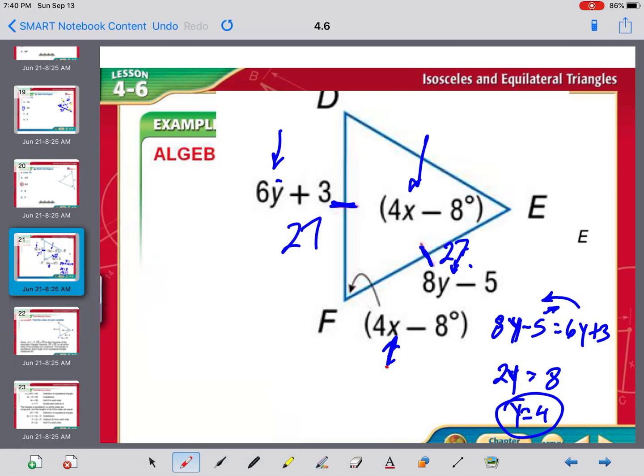I could go back and I could check what happens when I put 4 in here. For y, it would be 24, it would be 27. What happens when I put 4 in here? It would be 32 minus 5, which is 27, and that's a good thing.